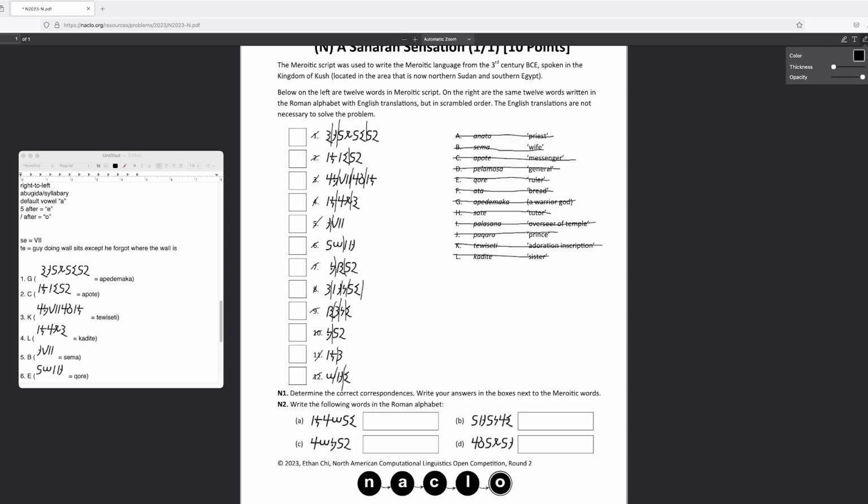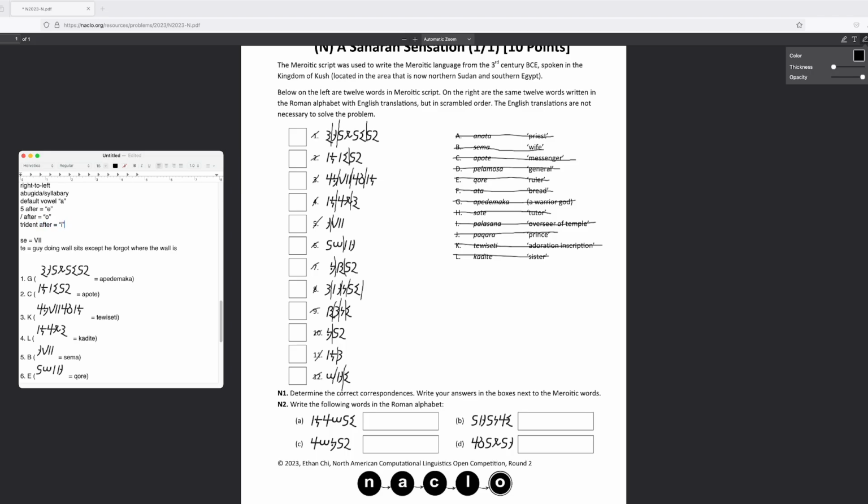We see it again in Kadite, number 4. That seems to represent D. We can compare it against the D in Apedemaka, seemingly this. And it checks out, right? So we can say that the trident after the syllable represents the E vowel.